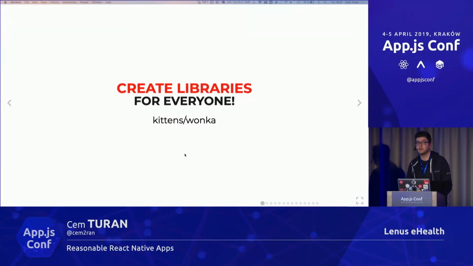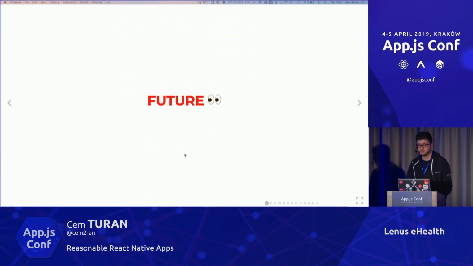All right. So another thing you can also do is create libraries in Reason. One example is Wonka by Phil, which is a Rx-like library. And the cool thing is it's written in ReasonML, compiled to JavaScript, and with typings for TypeScript and Flow. So this solves one of the issues of writing your code in, let's say, JavaScript or TypeScript, and having to maintain the bindings for both languages. So what does the future look like?